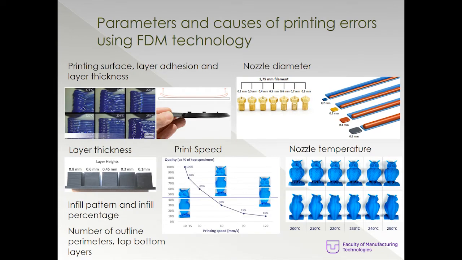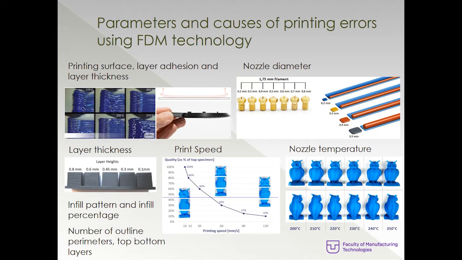The parameters and causes of printing errors using FDM technology. At first is the printing surface, layer adhesion and layer thickness. The surface must be perfectly flat for the most accurate print possible. The adhesion of the layer depends on several factors such as the printing speed, the type of material, the printing temperature and nozzle diameter or the height of the layer.